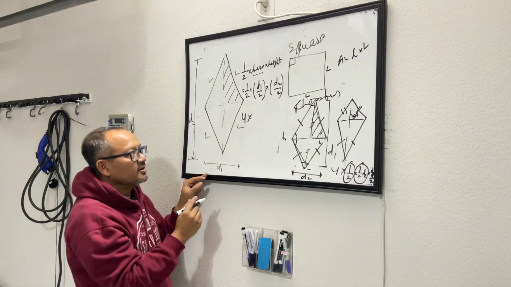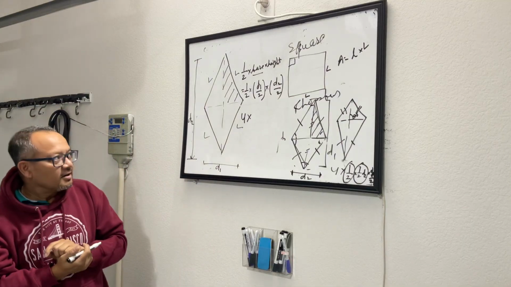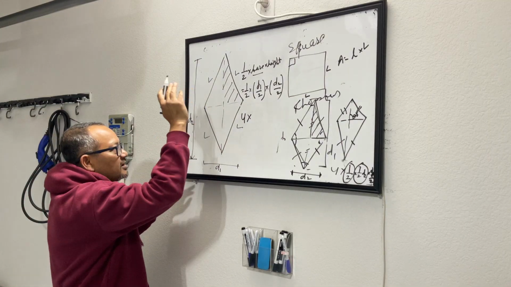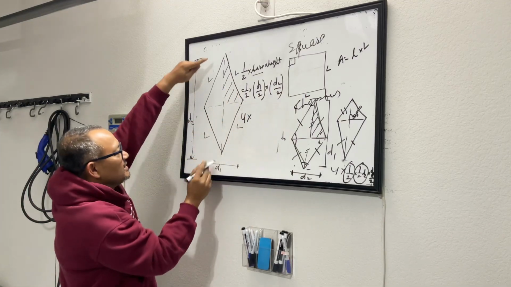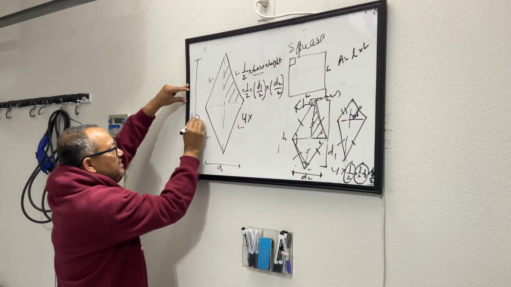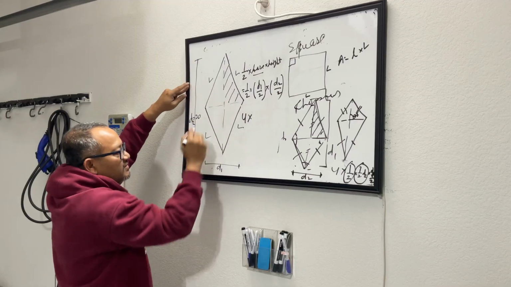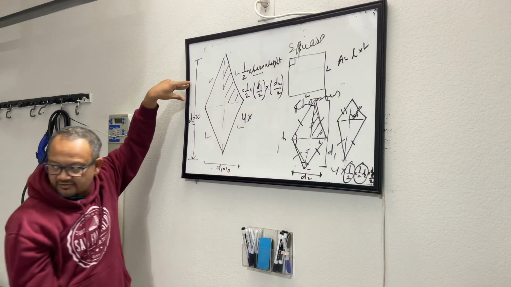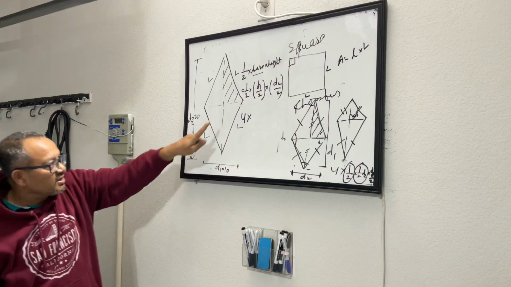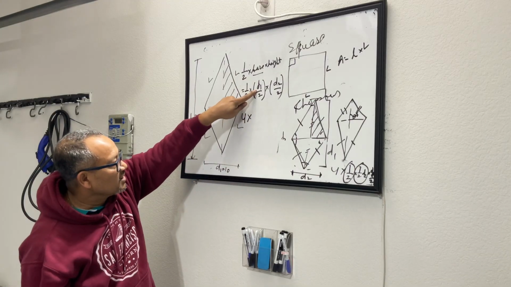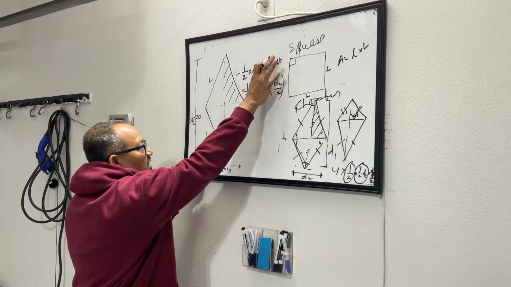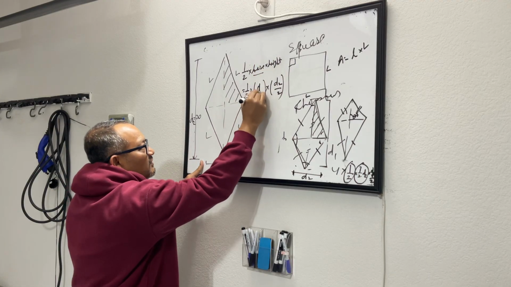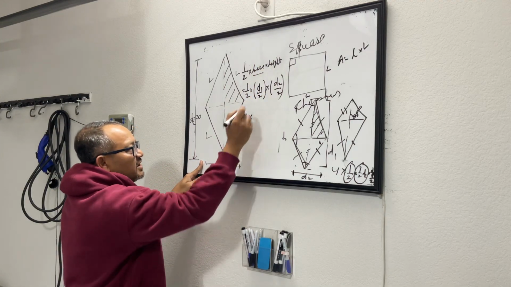Yeah? Wait, can we use some real numbers? Okay, we'll do that. Let's say d2 is 20 and d1 is 10. Is that okay? So what will be the length of d1? This one's 10. So this will be d1 by 2, which will be 10 by 2.